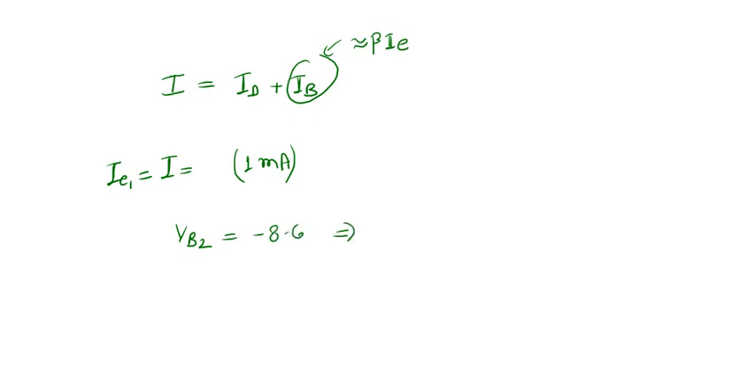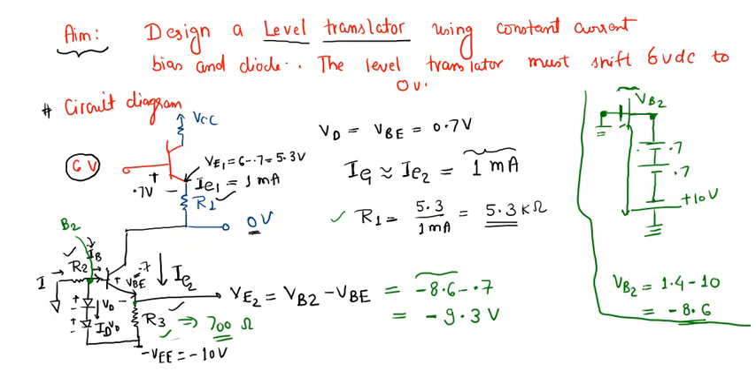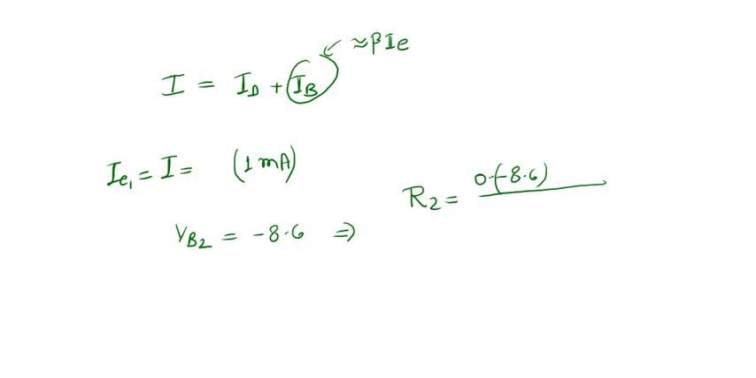So resistance R2 is voltage across R2, which is 0 minus minus 8.6, because this is 0, this is minus, so current will flow like this. Voltage across R2 is 8.6 and current which we want is 1 milliampere. So what should be the value of R2? R2 should be equal to 8.6.